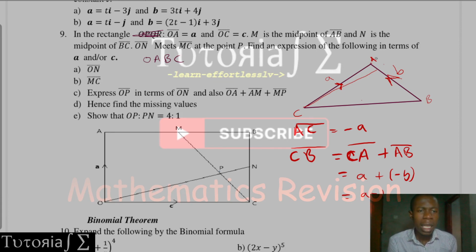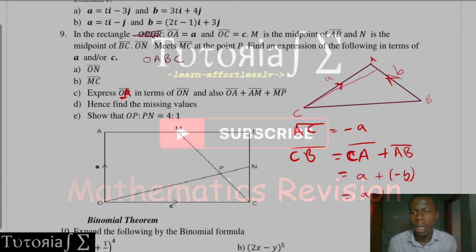So this is how you're going to find these, then express OP in terms of ON, and also OM plus AM is equals to MP. So what they want you to find here is just OP. So find OP in terms of ON. Okay, so OP, basically there is no OP. This should be OA. Express OA in terms of ON.